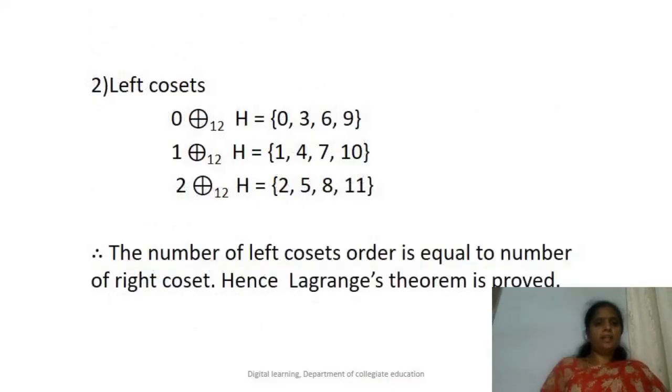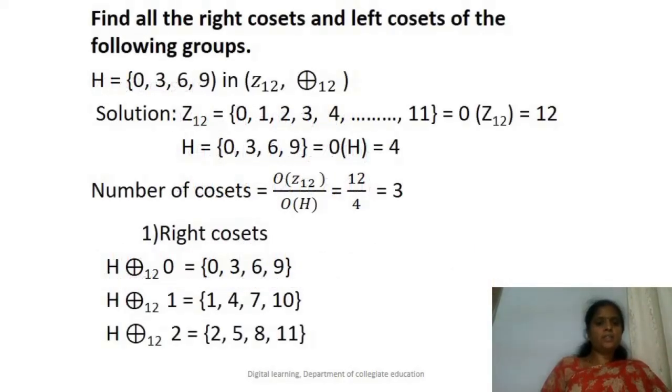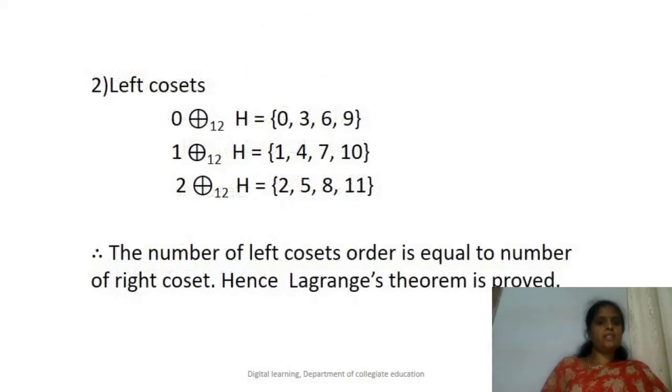To find out the left cosets, it is in the form of A into H. Similarly, as we have seen in the right cosets, the values of H are replaced by 0, 3, 6 and 9. So therefore we got these values. If you observe the right coset values and the left coset values, they are similar. Therefore the number of left cosets is equal to the number of right cosets. Therefore Lagrange's theorem is proved here.